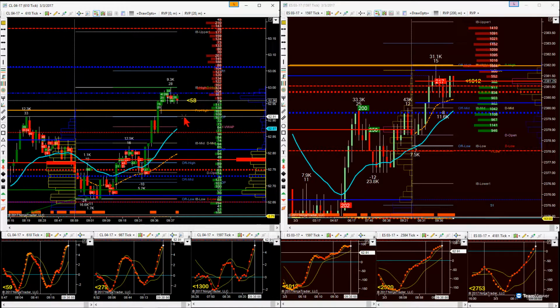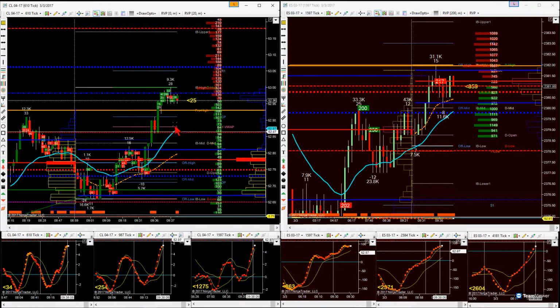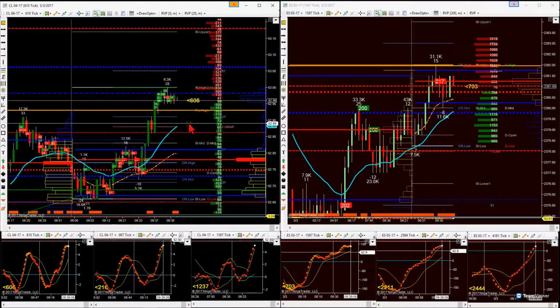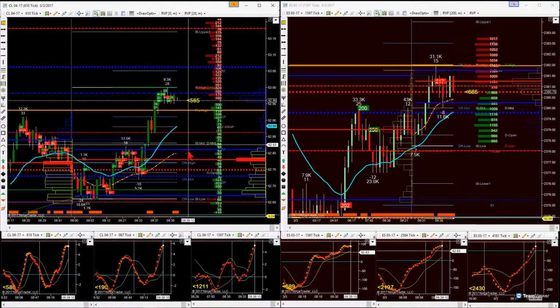So right now, we would be okay with a setup with negative divergence, looking for a short opportunity. Because of this extended move, we now have enough room that we can get some type of pullback, and give us an opportunity to potentially go long with more than a 10 tick profit target.